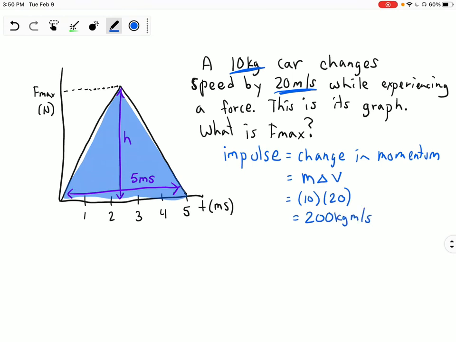Now, I should warn you that kilogram meters per second are the unit for momentum. Newton seconds are the unit for impulse. They literally mean the same thing, but for tradition's sake, when I ask you for impulse, I would like you to give me Newton seconds. And when I ask you for momentum, I would like you to give me kilogram meters per second. It's annoying, but sometimes in physics it's tradition.